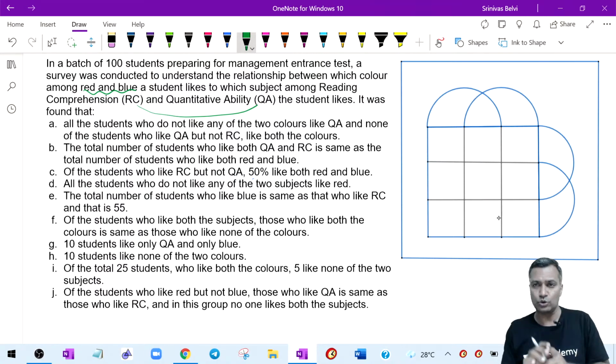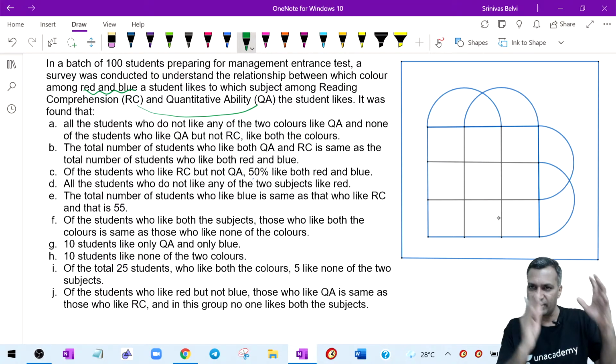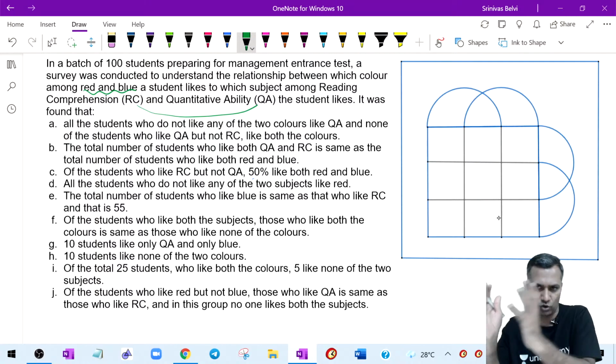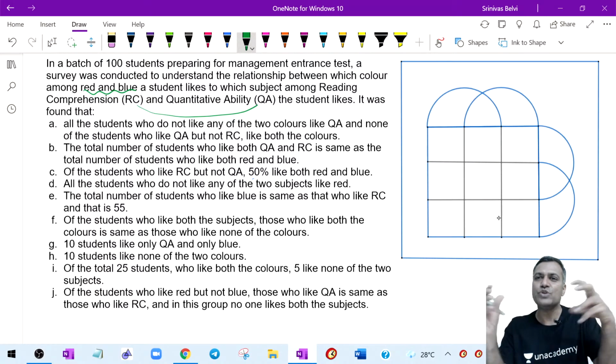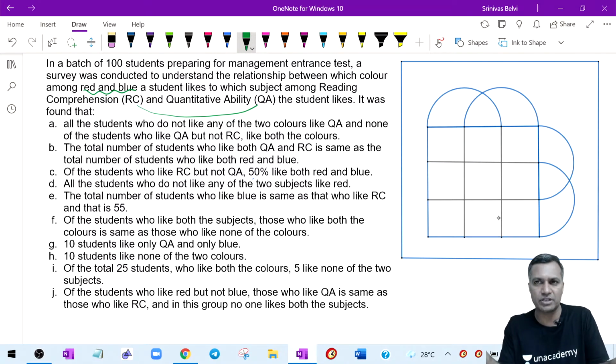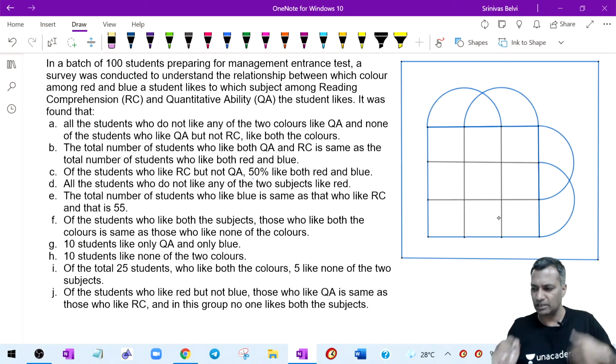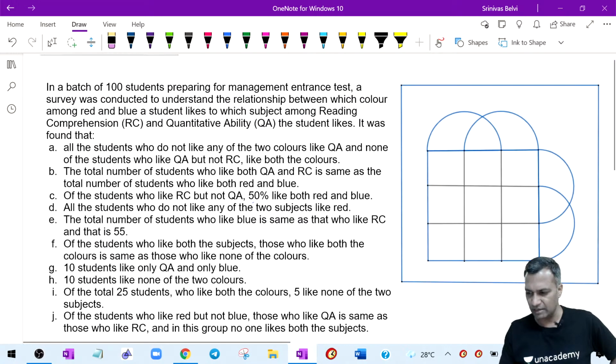So they took two colors and two subjects, one of reading, one of mathematical or quantitative aptitude, and they're trying to relate these two. Is there any correlation between the two? At the end of the study, they might realize there is absolutely no correlation. Fair enough. These are the findings of that particular study. Totally there were 100 students.